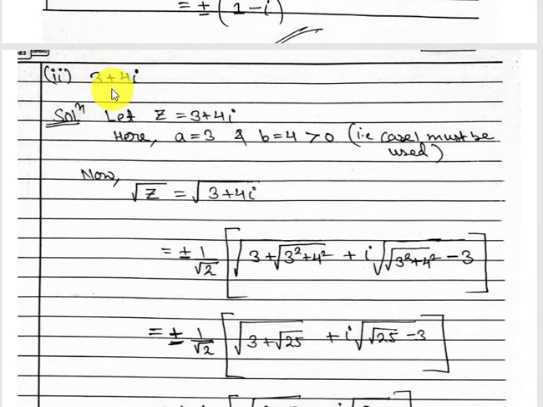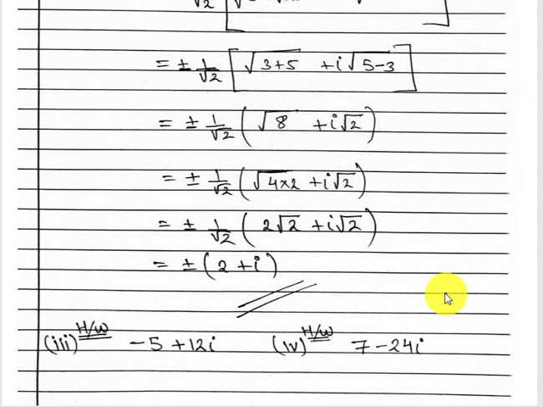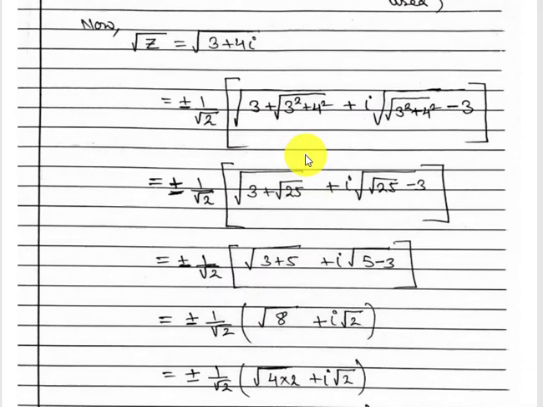Next, question number 2: 3 plus 4i. Here the complex number is z equal to 3 plus 4i, where a is 3 and b is 4, and 4 is greater than 0. So case 1, the first formula will be used, that means plus over here. Substitute the values and evaluate, and you will get the answer. It's quite simple. Parts 3 and 4 have been left as homework for you. So this is all for today.